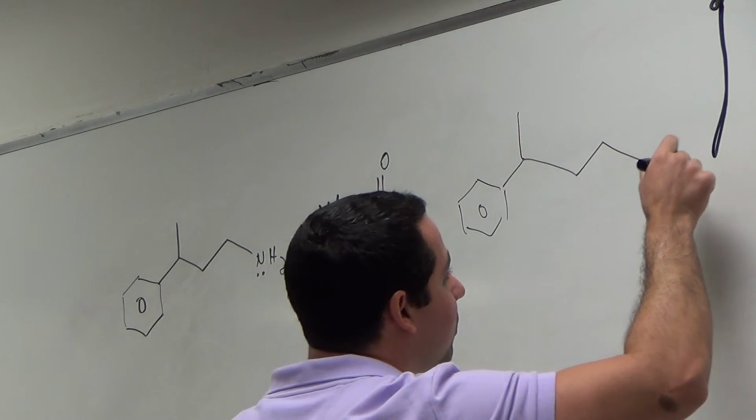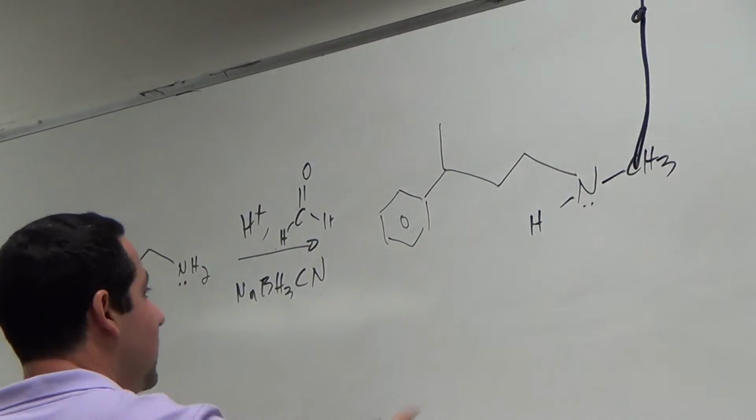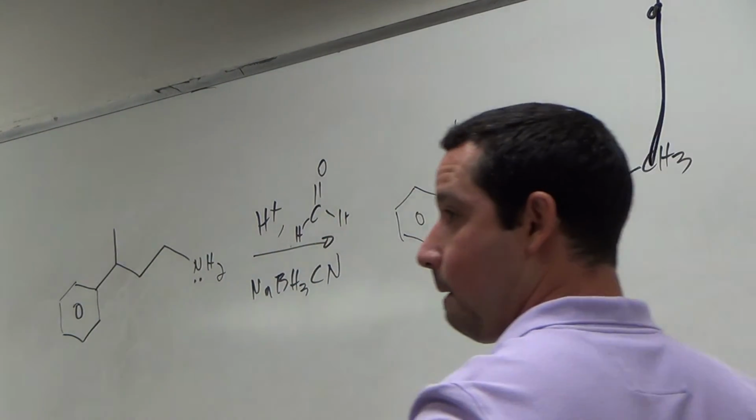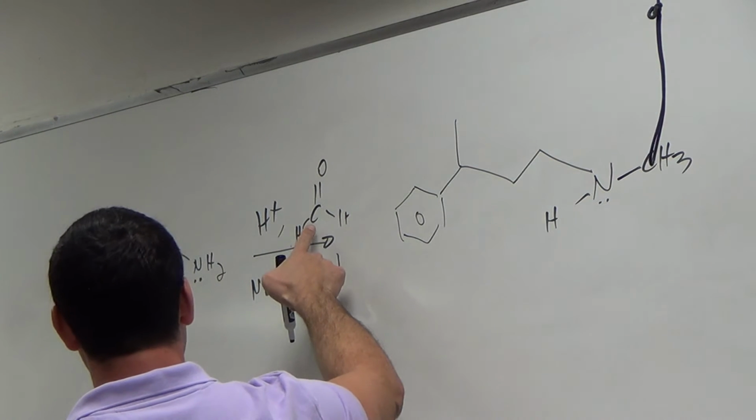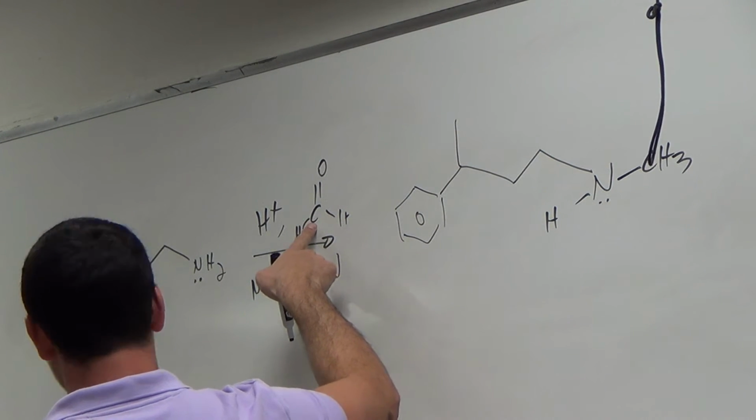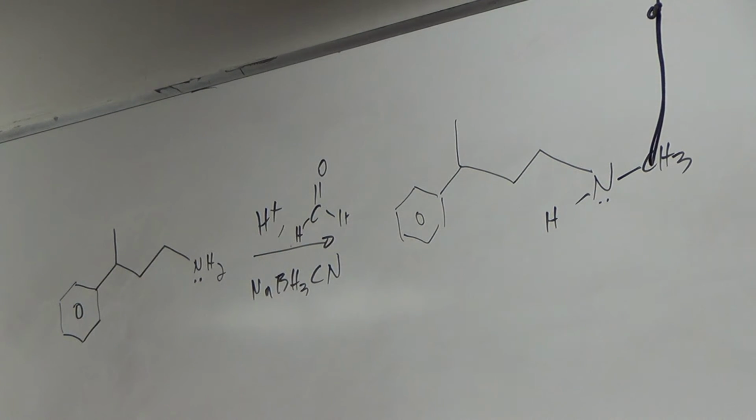So what that's going to give you is one CH3, okay? Let's say you wanted CH2CH3 here. What would you add to this? You will add an aldehyde which has two carbons: one CH here, and then CH3 here. Yes?